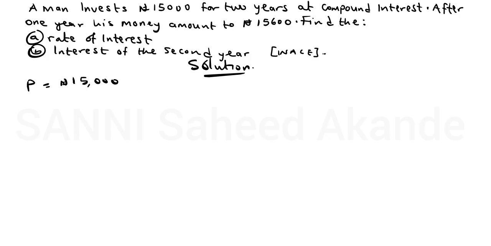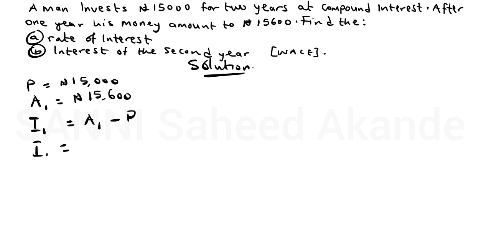Okay, so the amount for the first year according to the question is 15,600 naira. So I'm going to represent that with A1. That's the amount for the first year, and that is given to be equal to 15,600 naira. Okay, so now we will find the interest for the first year. So the interest for the first year, I1, will be equal to the amount in the first year minus the principal.